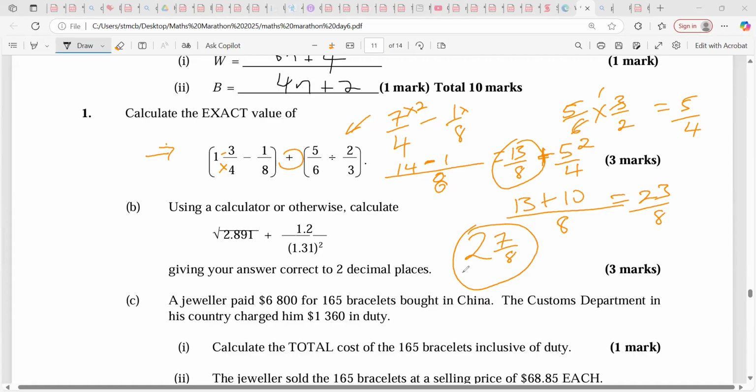I don't remember getting that answer. Let me run back. 4 into 8, 2, 7 twos 14, 8 into 8, 1. That's 13 over 8. Alright, so we divide now: 5 over 6 times 3 over 2. 3 into itself 1, that's 2. 2 twos 4, 5 ones 5. That's 5 over 4, a 1 and a quarter, and this is about 1 and 5/8. So about 2 and 7/8.